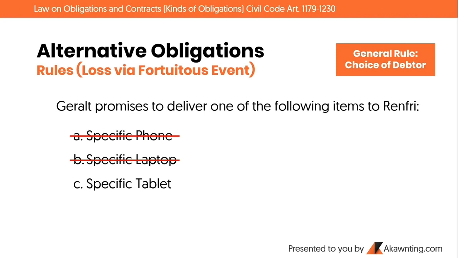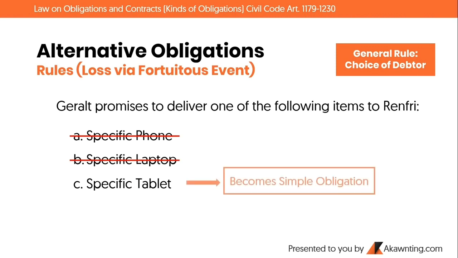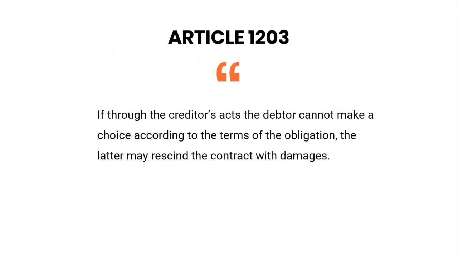Okay, what if dalawa ang nawala? Isa na lang. So ganun din, mag-a-apply yung sinabi ni Article 1202 na if only one is practicable, the debtor loses the right of choice. Malamang kasi wala na siyang pagpipilian. So letter C. Automatically, this obligation becomes a simple obligation. Letter C lang pwede niyang piliin, specific tablet. Okay. So, 1203 naman tayo.